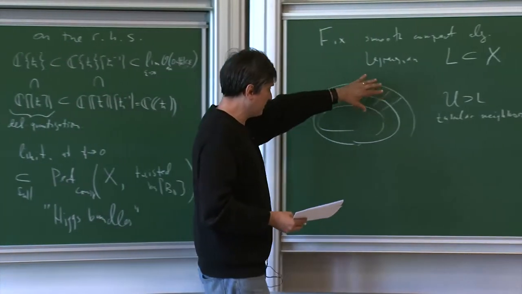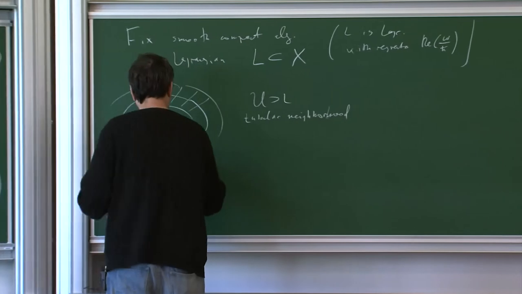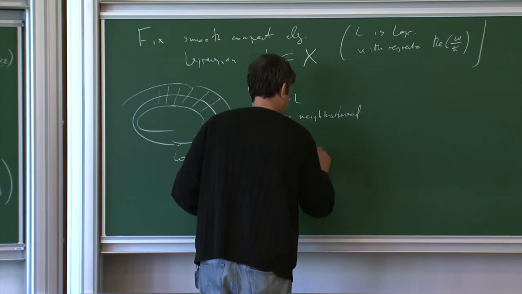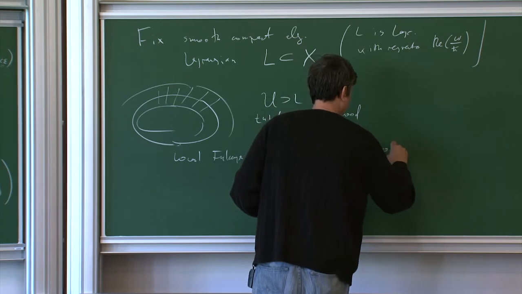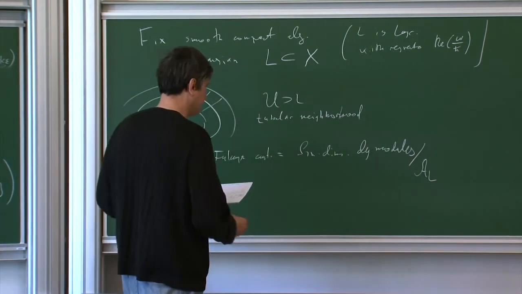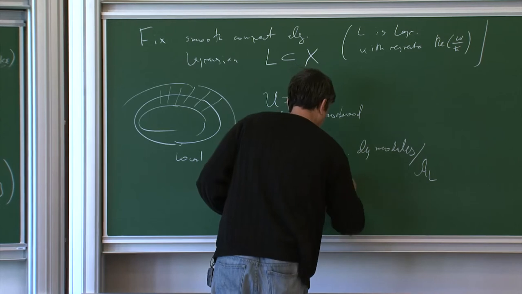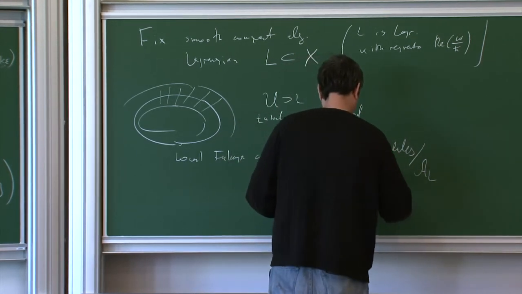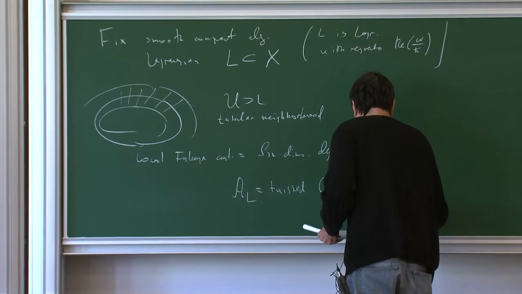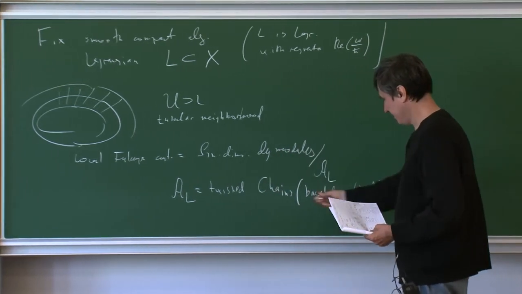And then first, you should have a kind of local Fukaya category, which will be finite dimensional DG modules of a certain algebra A_L. And this algebra in the smooth case is a twisted version, because of our twist B0, of chains of the following DG algebra. You can see the chains of based loops in L, the monoid of based loops; pick some base point. It's a topological monoid. We take chains.